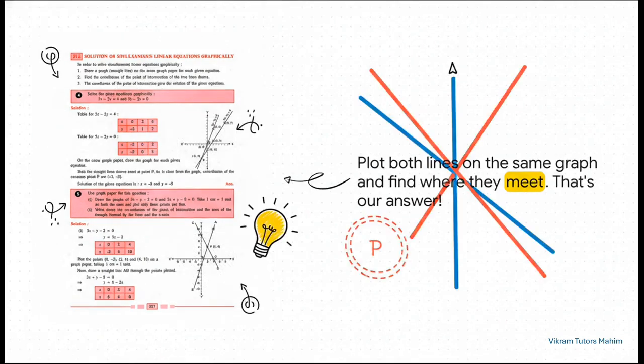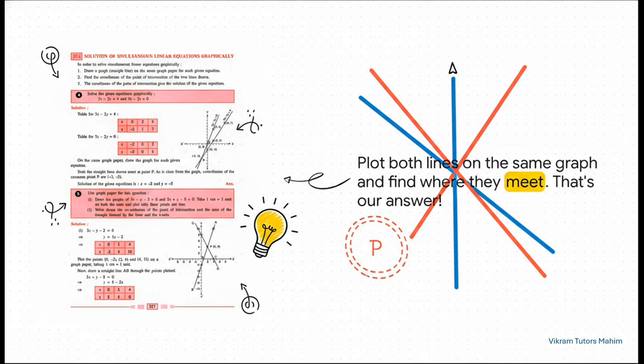And look at this. This is a perfect picture of what we're talking about. We take the points from both of our tables and we plot them on the same graph. We draw the first line, then we draw the second line, and now all we have to do is look. See where they meet? That single point, the one labeled P right there, that's our answer.